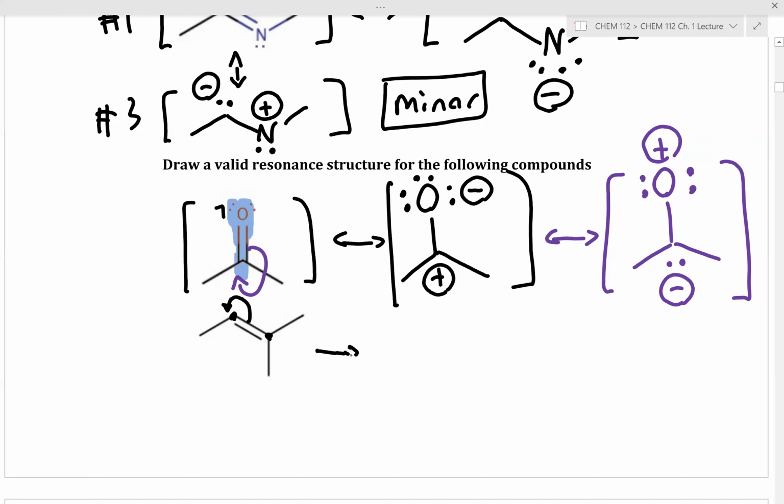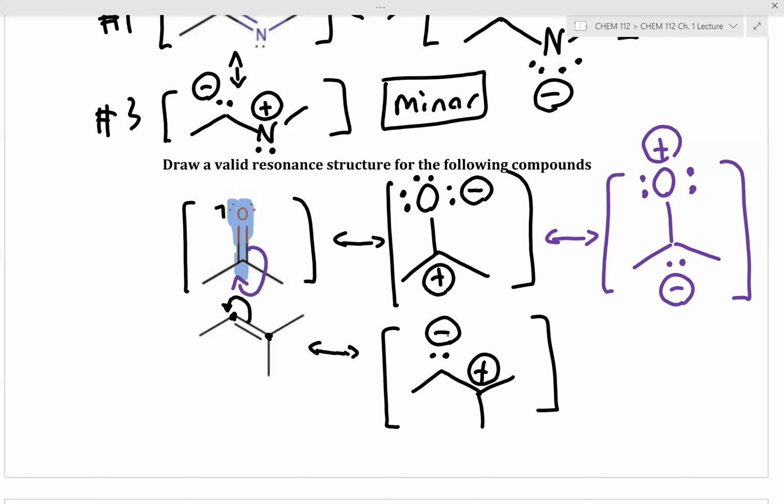I'm going to draw curved arrows. I'm going to place the structure in brackets. And in this case, we have a positive charge on the rightmost carbon and a negative charge on the leftmost carbon. Does that make sense? This is actually the second most favored resonance structure, for reasons that we'll talk about towards the end of chapter 4 and 5. Let's draw our second potential resonance structure.